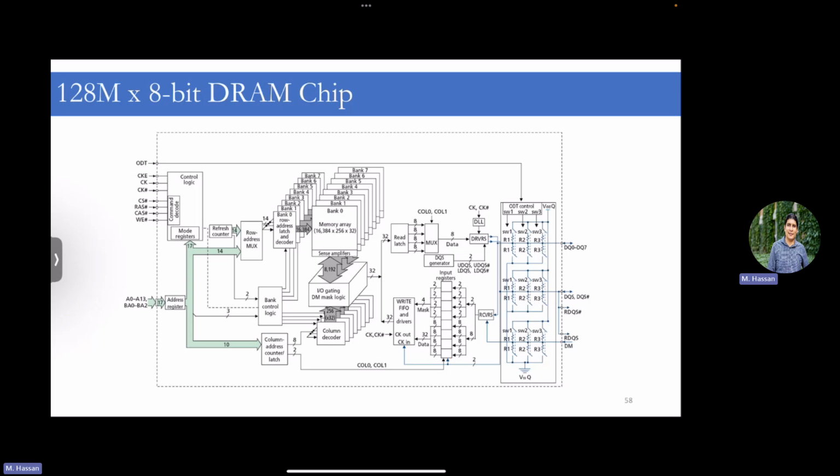Then if you look into the pins, DQs are your data, called data lines, and DQS is just a clock for the data. So you have 8 bits of data, right? And here are your address pins. Remember, we said you multiplex the address. Even if you have a 32-bit address, you send it in 2 stages.